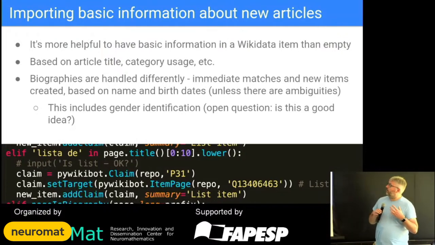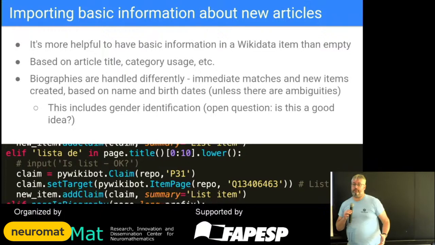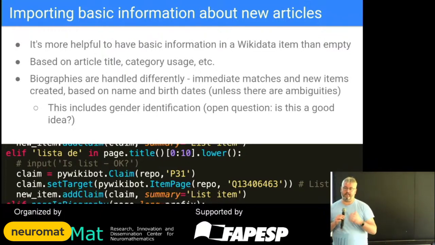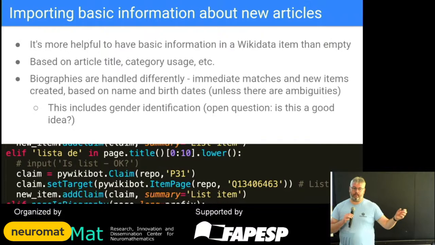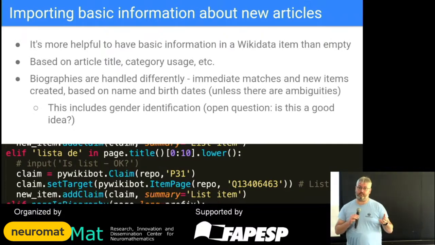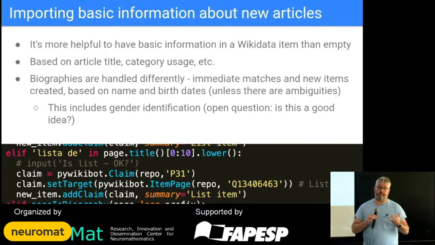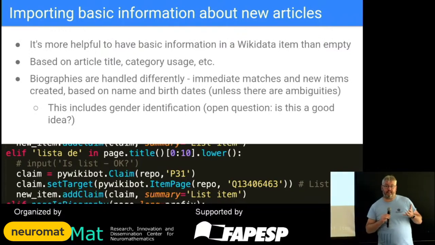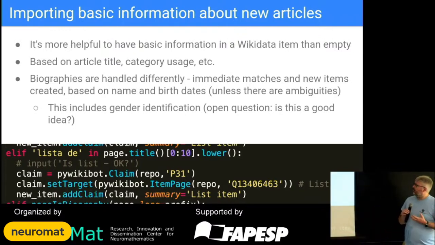Then it also includes gender information, or it does its best to. So it looks both at the categories and says, does it say "woman" in it? Or in the introduction section, is it "she" or "him"? It's being said a lot. And it tries to guess based on that, which I think works reasonably well for most cases, 99%.